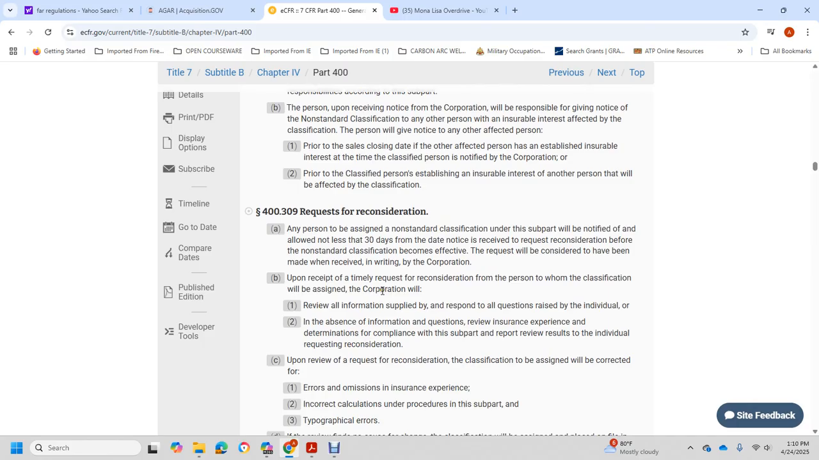403-09, request for reconsideration. Any person assigned a non-classification standing under this subpart will be notified and allowed not less than 30 days from the date of the notice received to make a request for reconsideration. The non-standing classification becoming effective with the request for reconsideration shall be made with review and in writing to the corporation.